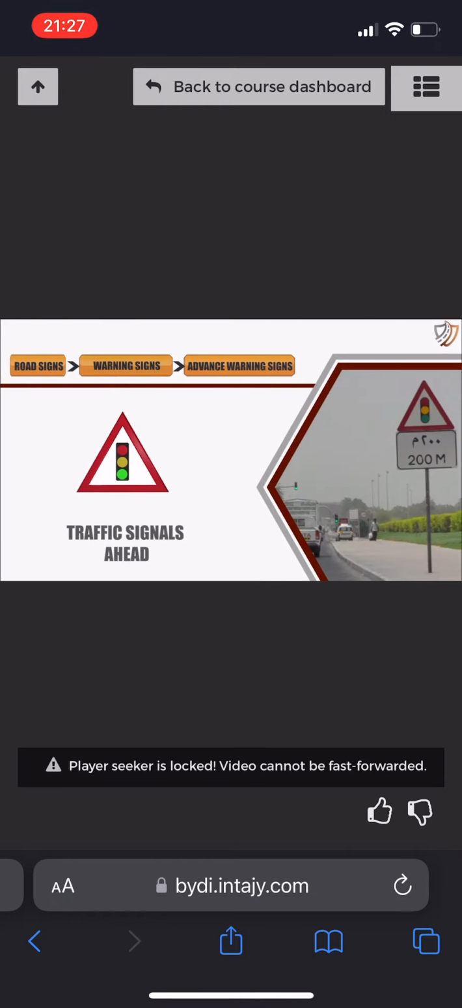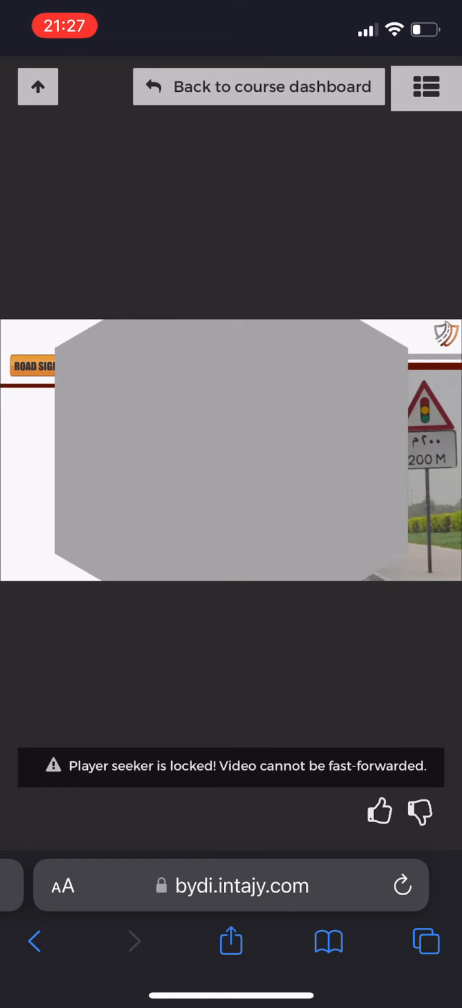Traffic signal ahead. This sign warns the drivers that they are approaching a traffic light. This sign is usually used to warn of a new traffic signal ahead. Motorists must slow down, maintain lane discipline, position their vehicle according to their direction, and must obey the traffic light.